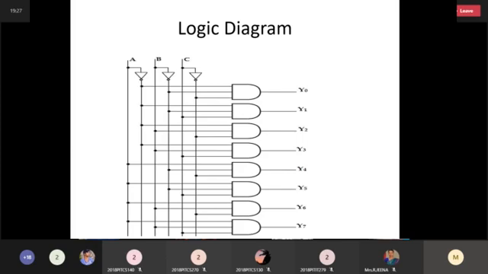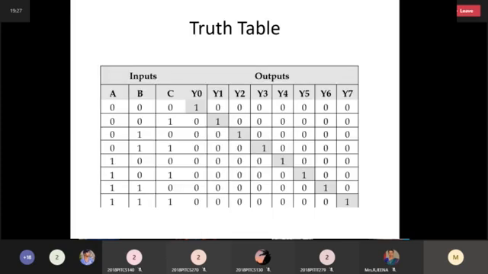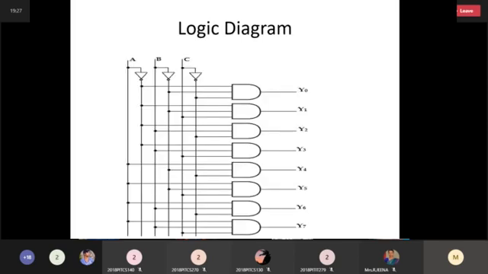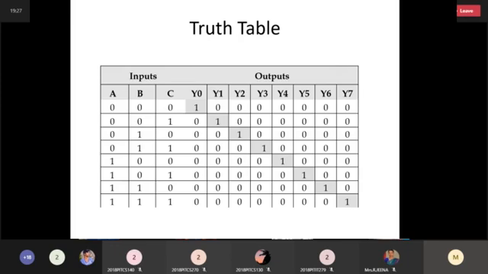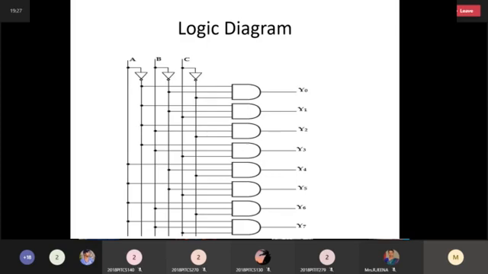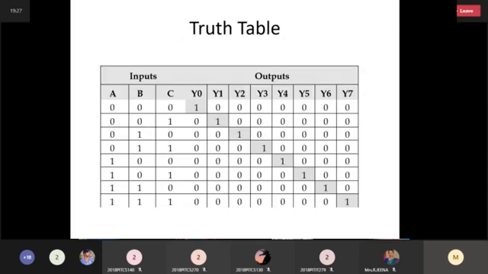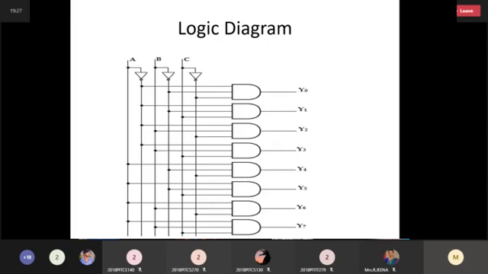Then the second one: both A and B are complement, C is 1. So A complement, B complement and C as the original input variable. This is Y1. Then the third one: A complement and C complement, B is 1. So A complement, B, and C complement. Then the next one: A complement, B and C as normal variables. So consider A complement, B and C.